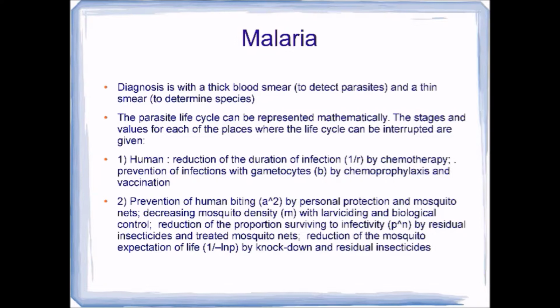replace blood slides. The parasite life cycle can be represented mathematically. The stages and values for each of the places where the life cycle can be interrupted are given. In humans, reduction of the duration of infection can be done by chemotherapy. The prevention of infections with gametocytes can be done by chemoprophylaxis and vaccination. Prevention of human biting can be done by personal protection and mosquito nets. In order to decrease mosquito density, larviciding and biological control are required.